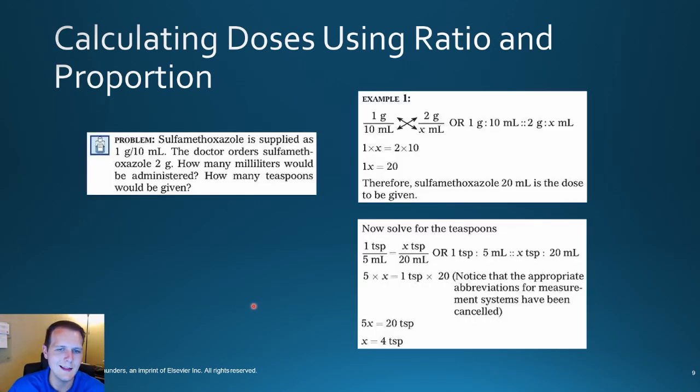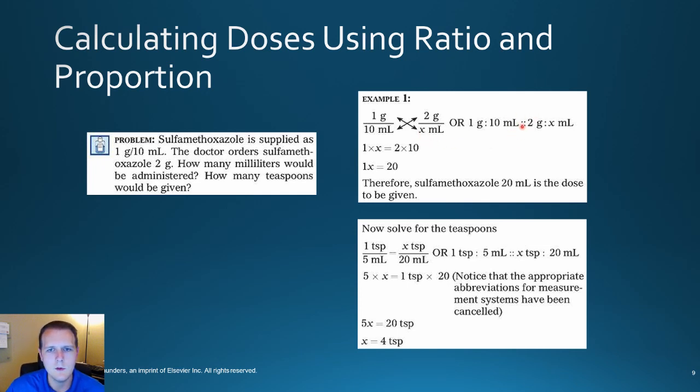What if we did this with a liquid medication? Let's use sulfamethoxazole, which is a type of antibiotic. It's usually supplied as a 1 gram per 10 mL solution, and the doctor orders sulfamethoxazole 2 grams. How many milliliters would be administered? How many teaspoons would be given? We can do that conversion too. Let's set it up as a proportion: 1 gram per 10 mLs and 2 grams per X mL. We're solving for X here.